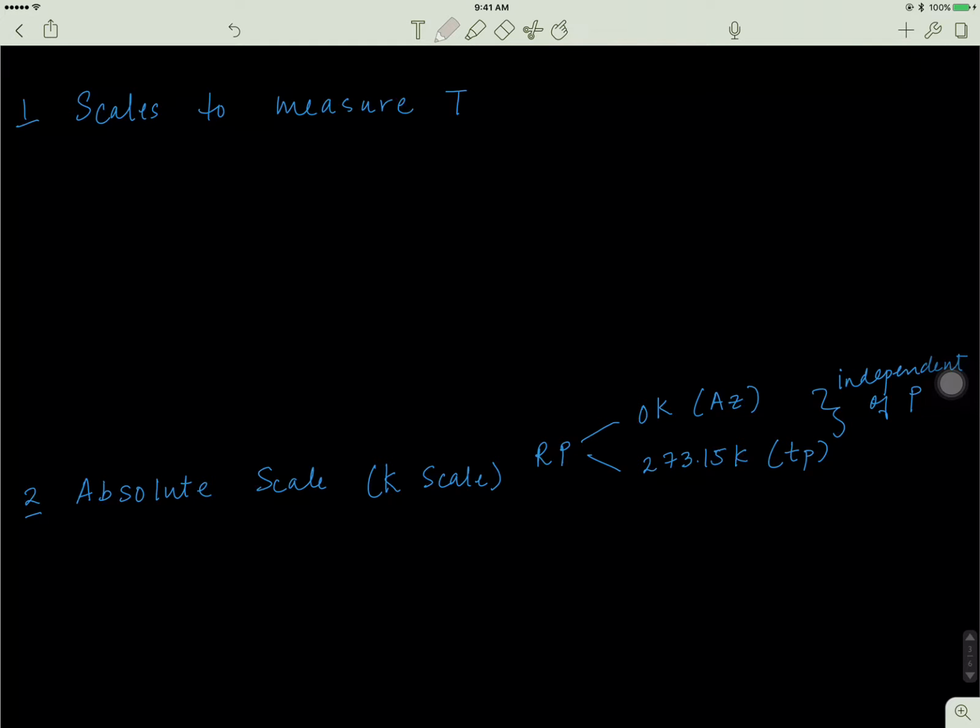Now let's switch gears and talk about some scales to measure temperature. So we talked about the zeroth law and we said it defines temperature. How do you measure temperature? Well, you measure it with the thermometer. I think everybody has seen the thermometer and probably has used it as well. Quite helpful, especially if you ever have a fever. So the thermometer is how you measure temperature.